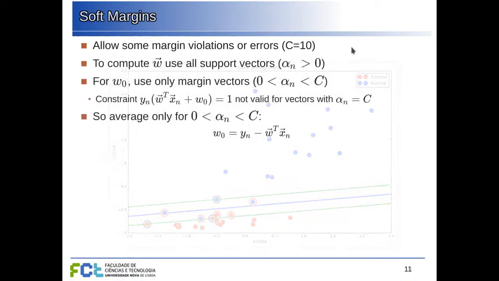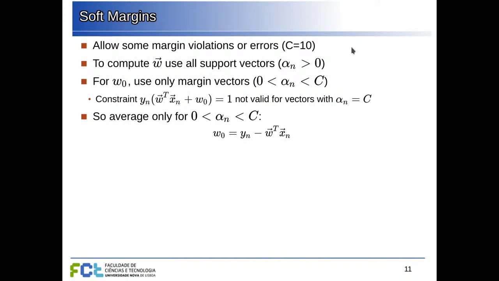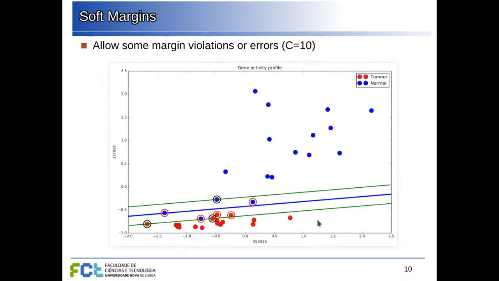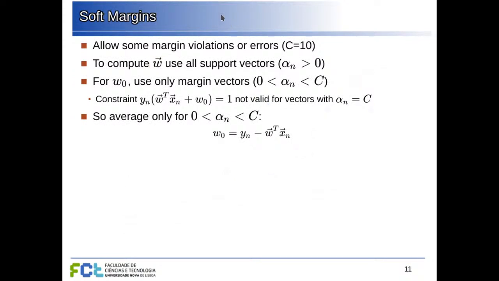So one good thing about support vector machines is that we can soften the margin here, allow for some violations of the margins with an implicit penalty on those violations, just by setting an upper bound on the alphas. And now what we can do is use all the support vectors. So the support vectors are still all the examples that have alphas greater than 0, which includes the ones that are inside the margin.